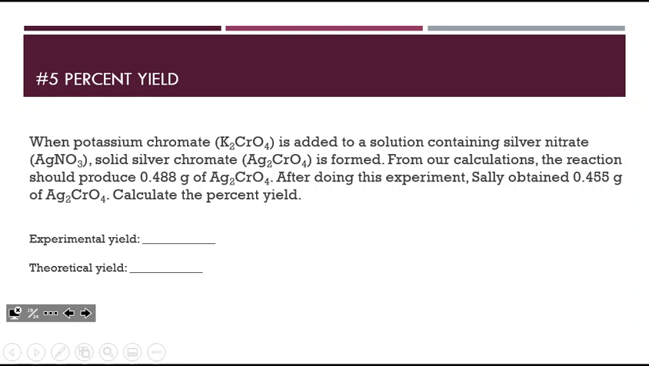So the first thing when you read the word problem is you need to identify the experimental, or the one that was done in the lab, versus the theoretical, which is the one from the calculation. And hopefully you have enough of the context clues here to figure that out. So which one is the theoretical? Correct, the 0.488 grams. This one right here should produce, that's if everything goes perfectly, that's what it should give you, okay? And the other one over here, the one that Sally got in the lab, Sally obtained, that's going to be your experimental.